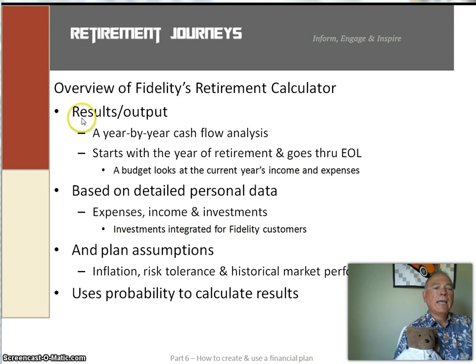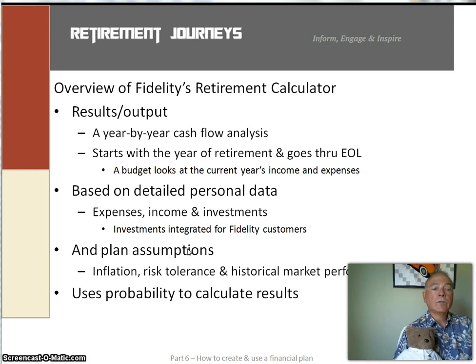So just a quick overview of the Retirement Income Planner from Fidelity, since that's what we'll be using in our example. It will present a year-by-year cash flow analysis, which starts with a year of your retirement and goes through end of life. Again, budget is only looking at your current year's income and expenses. It's based on detailed personal data: your expenses, your income, and your investments. And if you happen to be a Fidelity customer, it's really great because they integrate your investments right into the tool for you, so it saves you that data entry and also ensures a more reliable outcome.